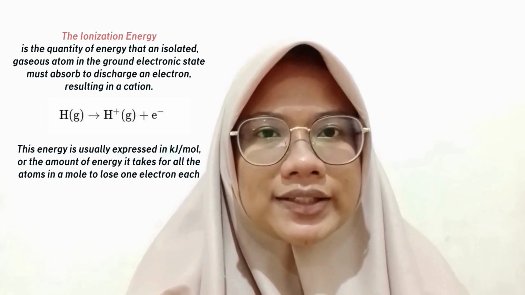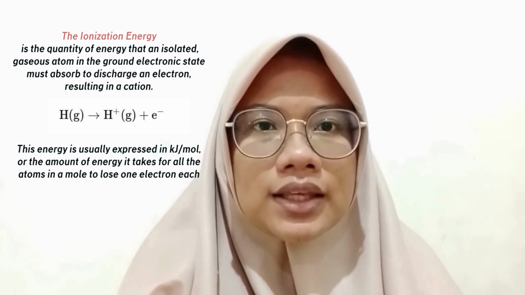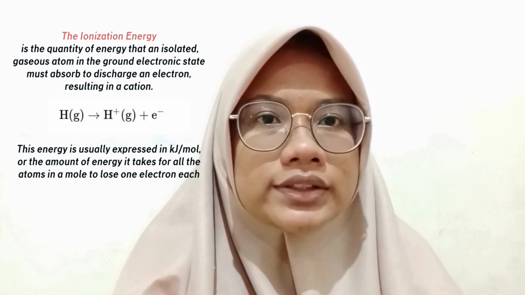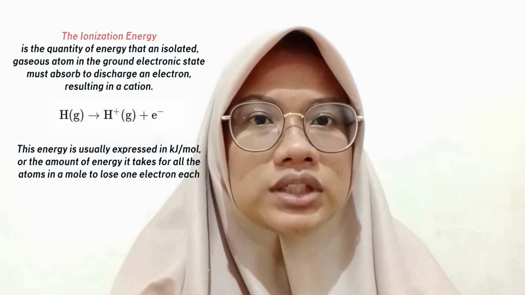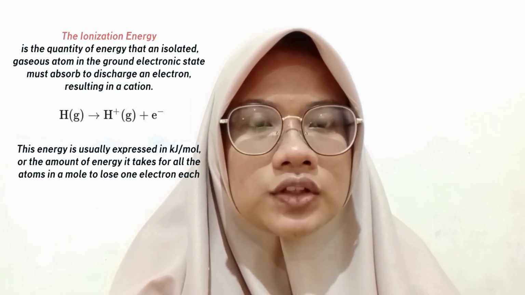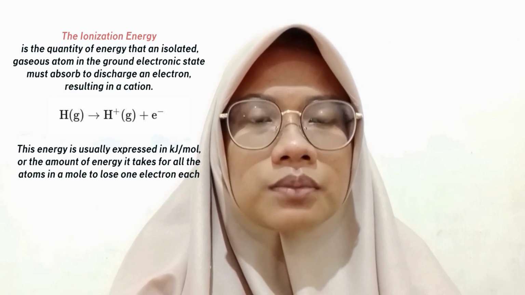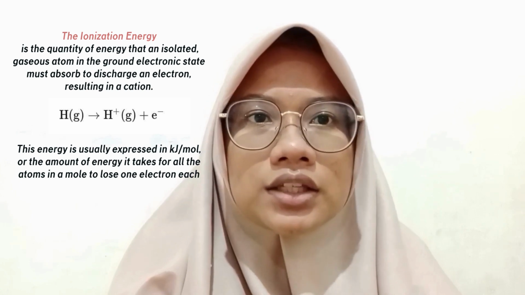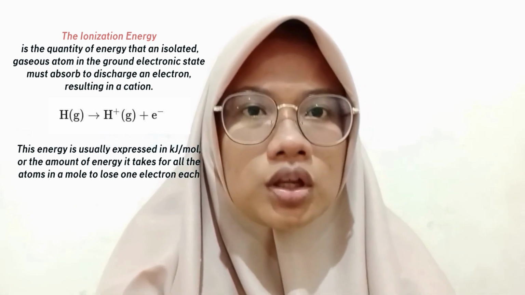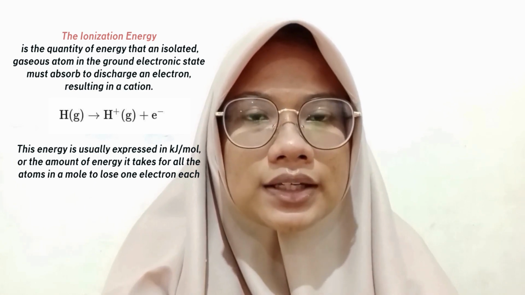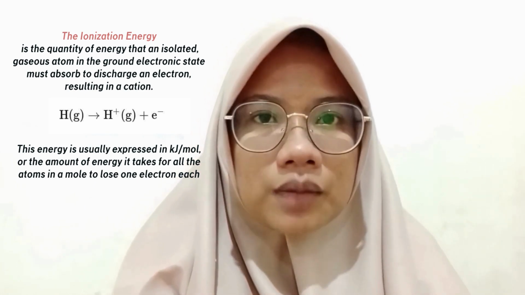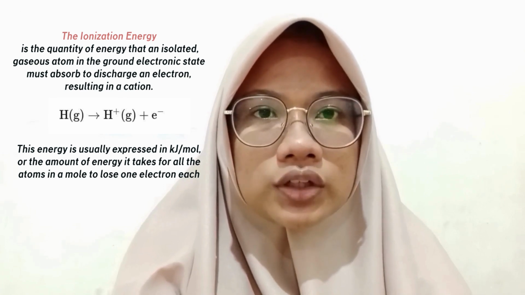Then the ionization energy. The ionization energy is the quantity of energy that an isolated gaseous atom in the ground electronic state must absorb to discharge an electron, resulting in a cation. For example, hydrogen gas becomes hydrogen positive ion plus an electron. This energy is usually expressed in kilojoules per mole, the amount of energy it takes for all the atoms in a mole to lose one electron each.